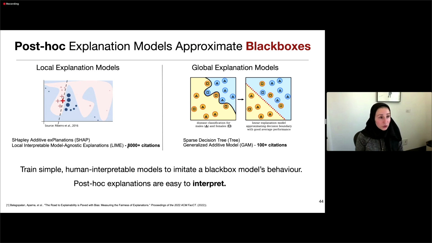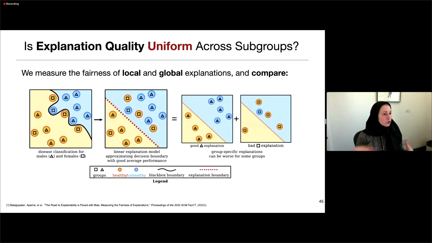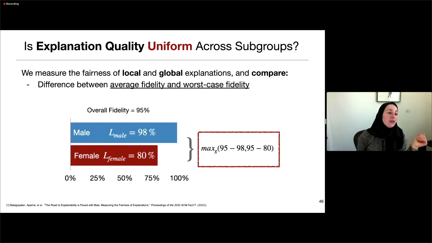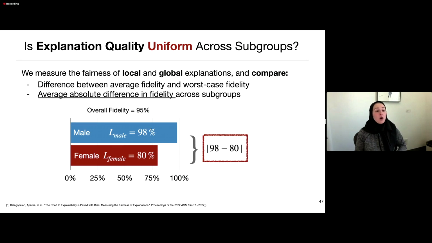And so we took the most common local and global explanation methods that people use in the machine learning literature to explain a model post-hoc for trust, for fairness. And we decided to measure the fairness of these different methods. So when we train a black box, we have some performance. And then we're going to see what happens when we explain the model, see whether it makes our overall performance on different subgroups better or worse. And we're going to measure the difference between average fidelity and worst case fidelity, for example, between men and women, and then also the average absolute difference in fidelity across subgroups.